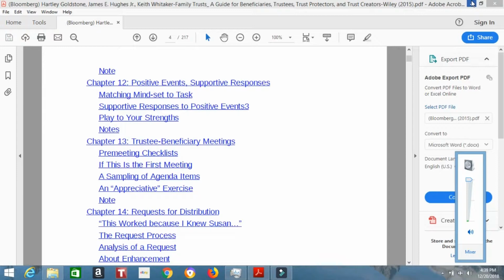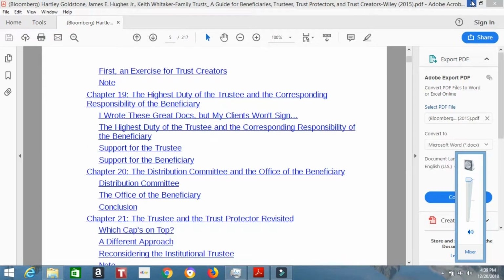This too shall pass. Changing the trust. Changing the players. Coming to an end. Note. Part 4, A Comprehensive Model for a Humane Trustscape. Chapter 18, A Promise and a Challenge for Trust Creators. A Trust Creators Challenge. First, an exercise for trust creators.